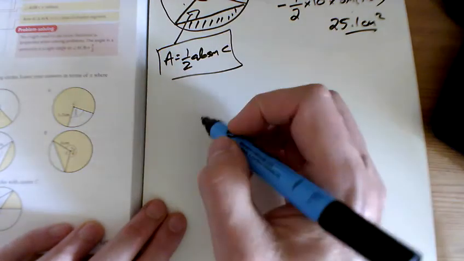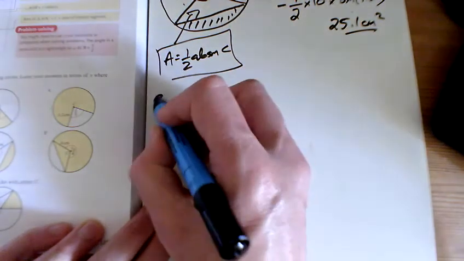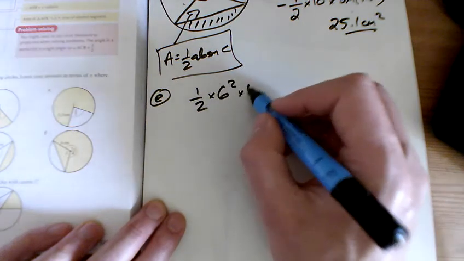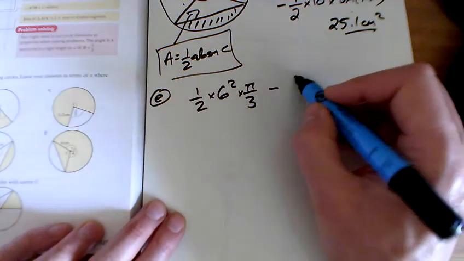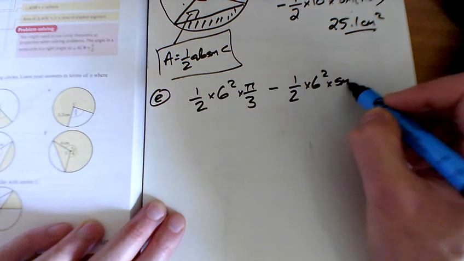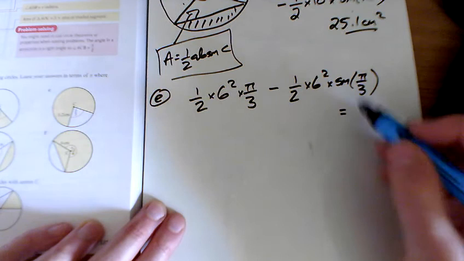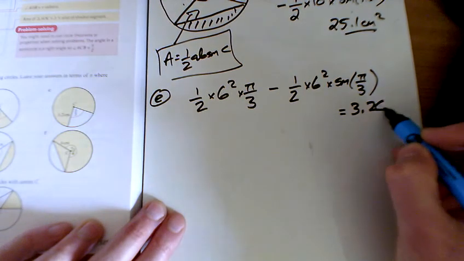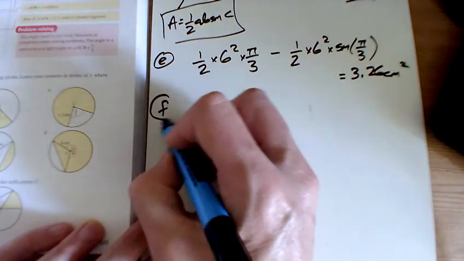For part E, I'm doing exactly the same thing again. So the area of the sector is a half times 6 squared times theta, a half r squared theta, and the triangle is a half one side times the other times the sine of the angle between them. And putting all that in the calculator or working them out separately, that gives me 3.26 centimeters squared.